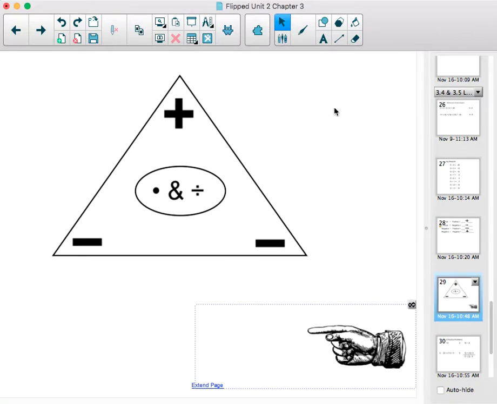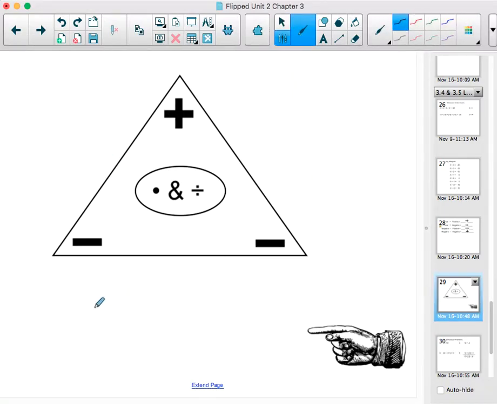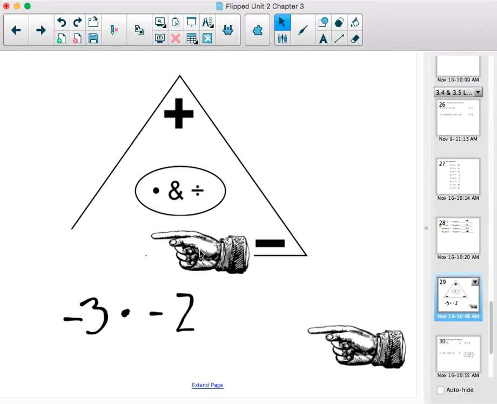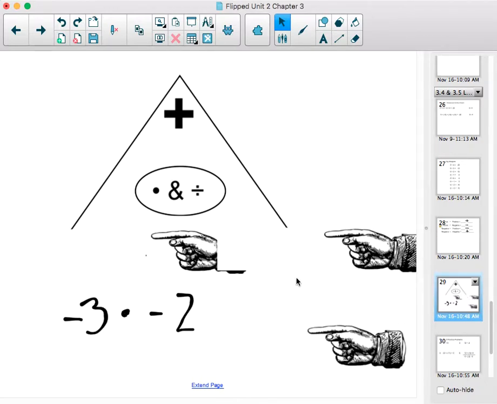So let's say we want to do the problem -3 times -2. Our first number is a negative, so we can cover that up. Our second number is also a negative, so we can cover up this other negative sign. And what's left is the sign of our answer. Negative times a negative is a positive, so our answer would be +6.